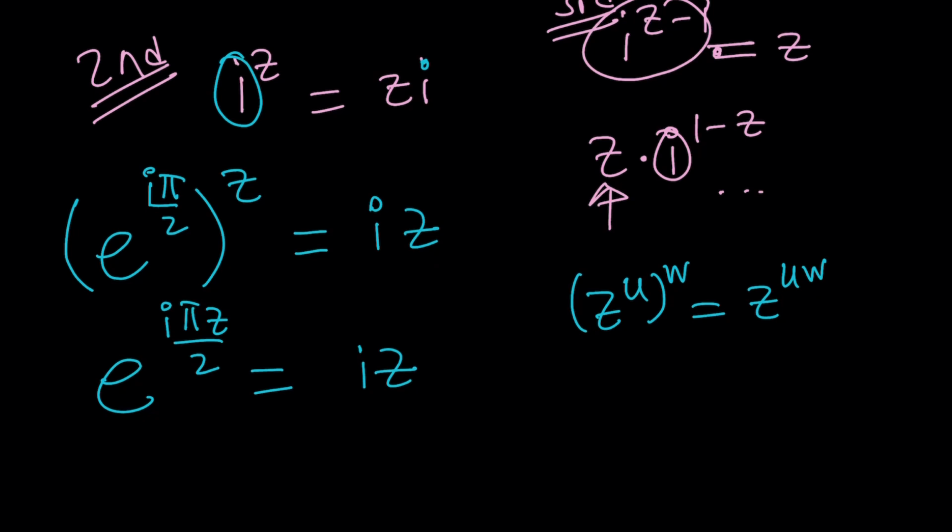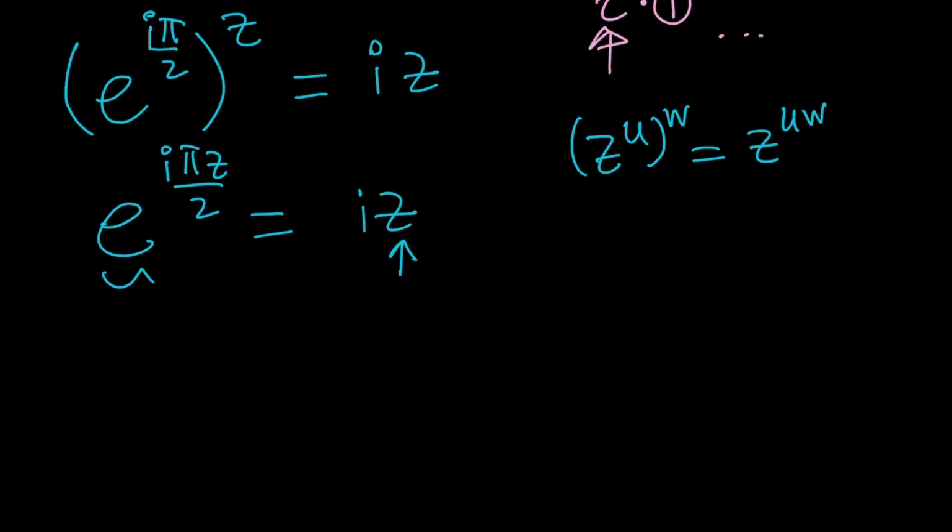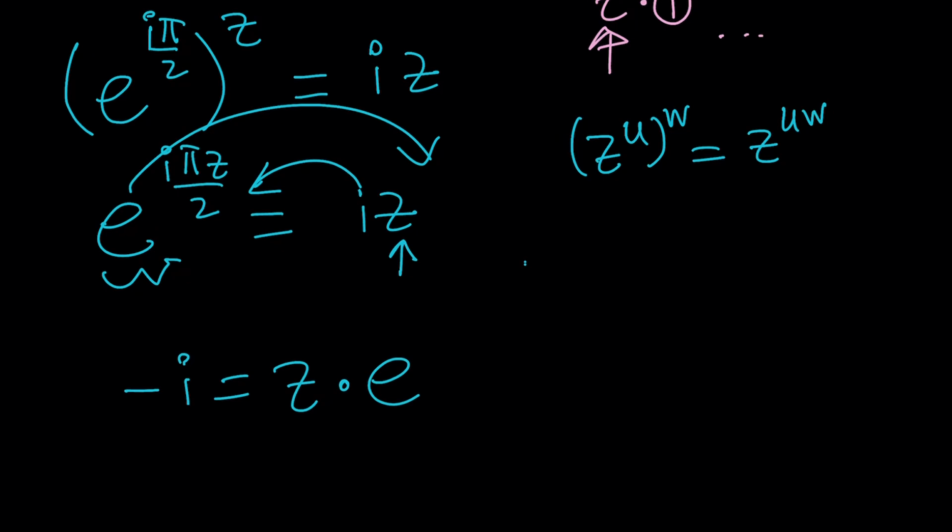Now I want to use Lambert's W function, but let's go ahead and keep the z where it is and bring this over, because exponents are easier to handle. So let's bring this over to the right by division, and then bring the i over to the left by 1 over i, which is going to be -i. So we're going to get the following: -i equals z times e to the power -i pi z over 2.